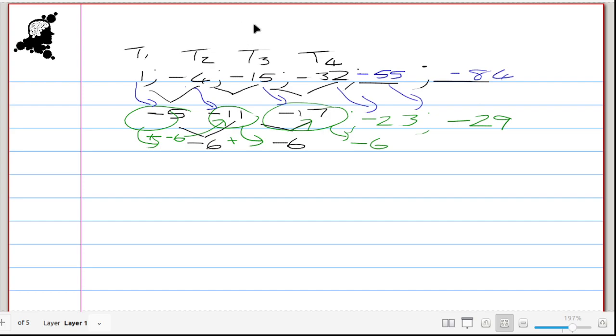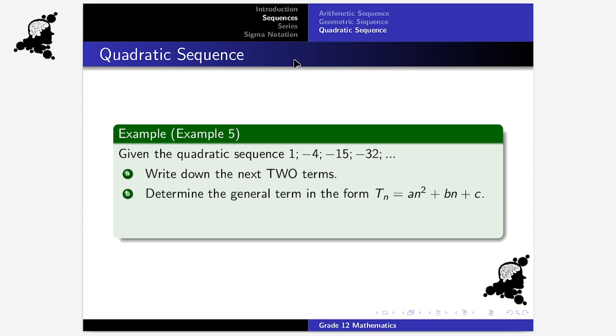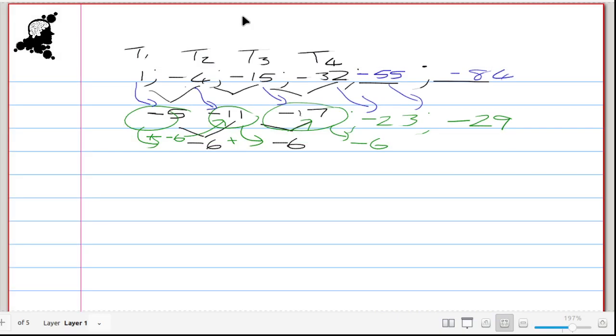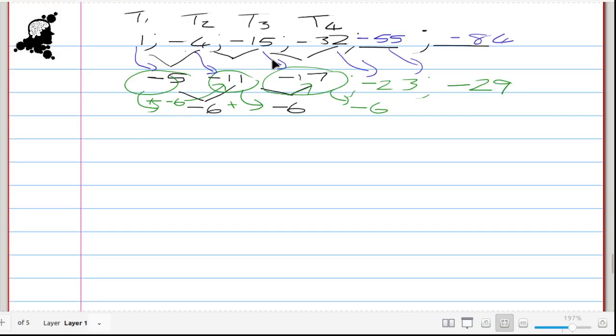Let's have a look at the next question. Determine the general term in the form Tn equals an squared plus bn plus c. Right, there's many different ways of doing this, but this is the easiest approach I take. I would say 2a will be equal to my second difference.